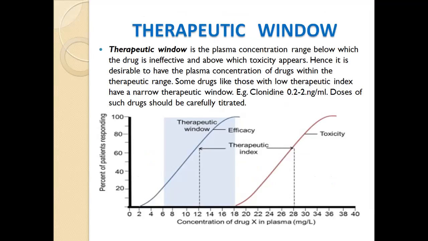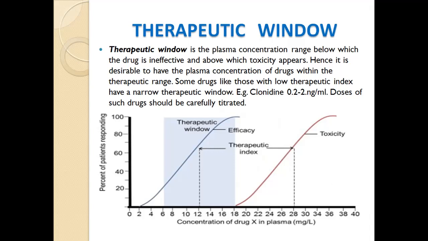Next, we see about therapeutic window. Therapeutic window is the plasma concentration range below which the drug is ineffective and above which toxicity appears. Hence, it is desirable to have the plasma concentration of drugs within the therapeutic range. Some drugs, like those with low therapeutic index, have a narrow therapeutic window. Example, clonidine. The doses of such drugs should be carefully titrated.